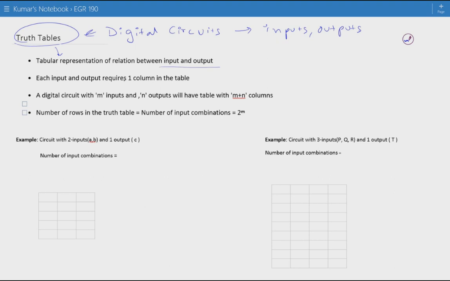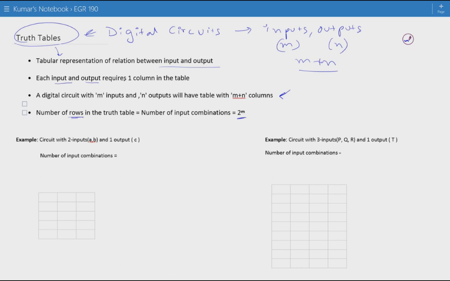The way we represent it is that each column in the table represents an input or an output. Let's say we have a system with m number of inputs and n number of outputs. We would have a table with m plus n number of columns, as stated in point 3. Now, that is the number of columns. But how is the number of rows calculated? The number of rows is calculated by this formula here. If you have m inputs, the number of rows is 2 to the power of m.